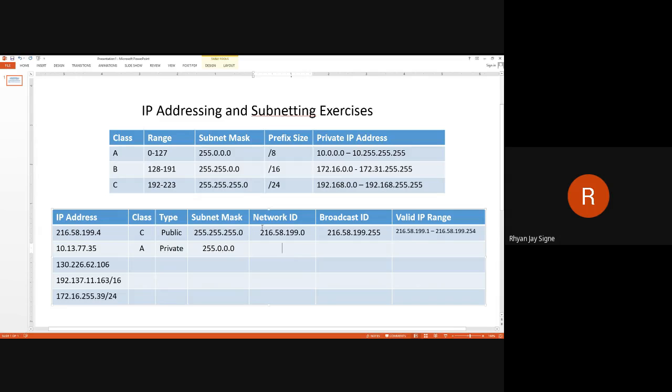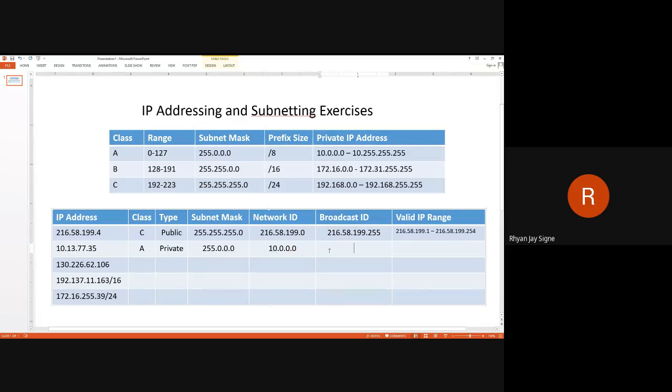So the network ID is 10. 10 times 1 equals 10, right? 13 times 0 equals 0. 77 times 0 equals 0. And 35 times 0 equals 0. So meaning, the last 3 octets are what represent the host.